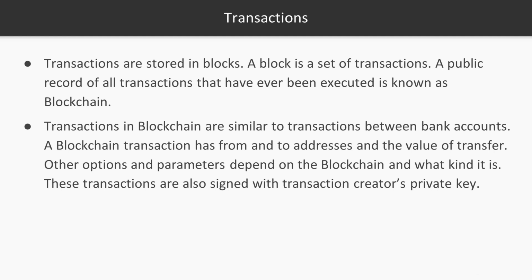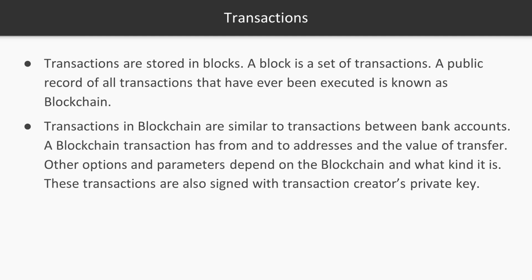A blockchain transaction has from and to addresses, and a value to transfer. These all are the same when compared to general bank transactions. Apart from these, other options and parameters depend on the blockchain and what kind it is. These transactions are also signed with the transaction creator's private key. In a normal banking transaction, the signature is done by the person who initiates the transaction. Here in the blockchain, this is done by the creator's account's private key. So there won't be any signature with a pen or something.